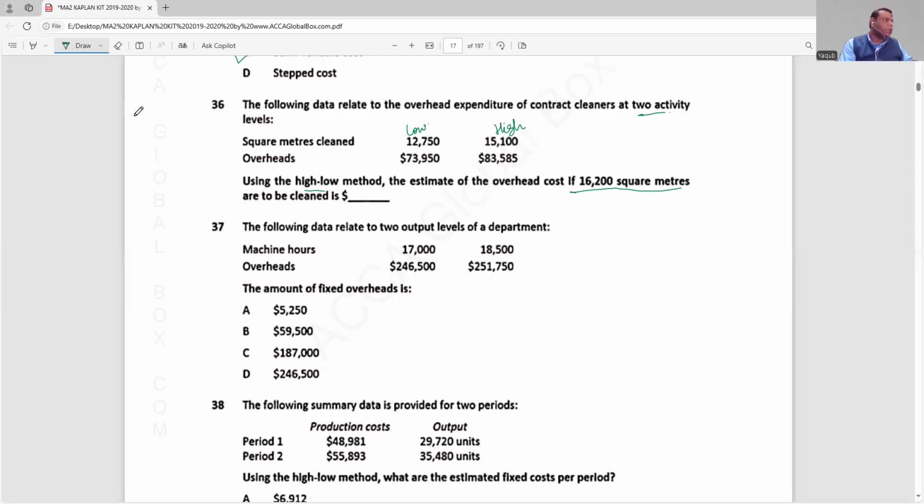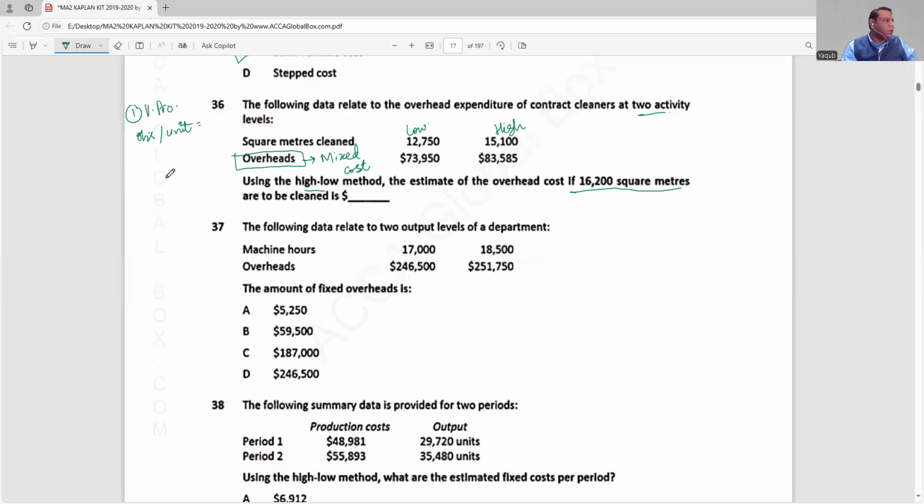So we will follow the steps of the high-low method, which starts from variable production overheads per unit. The high-low method is used to divide overheads into two components. Here it is simply written overheads. It is not written fixed overheads or variable overheads. Overheads means mixed cost. Mixed cost means a mix of variable and fixed both. Mixed cost is alternatively known as variable cost per unit and fixed cost per period.